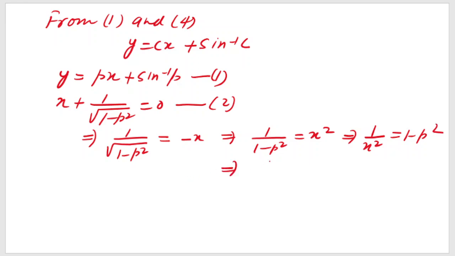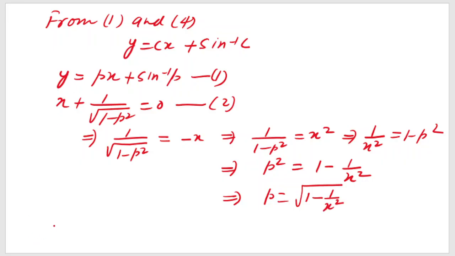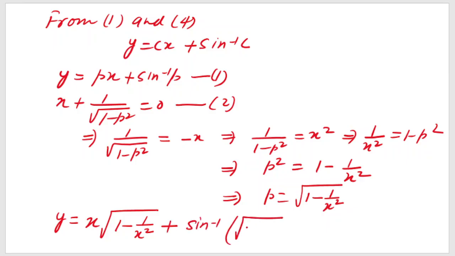This will give me p square is equal to 1 minus 1 by x square, and this will give me p is equal to a square root of 1 minus 1 by x square. Right. Now in the equation 1, in place of p I replace this, so I get what? I get x, and here we have 1 minus 1 by x square and plus sine inverse and under root 1 minus 1 by x square.